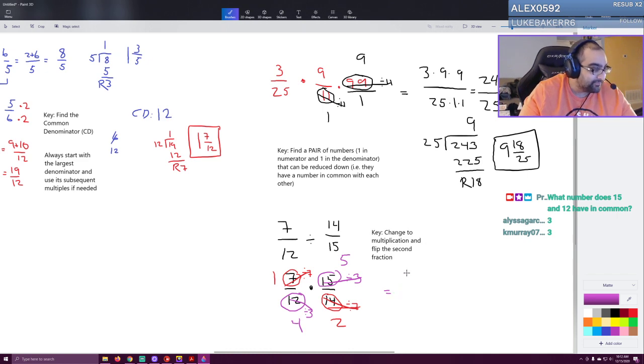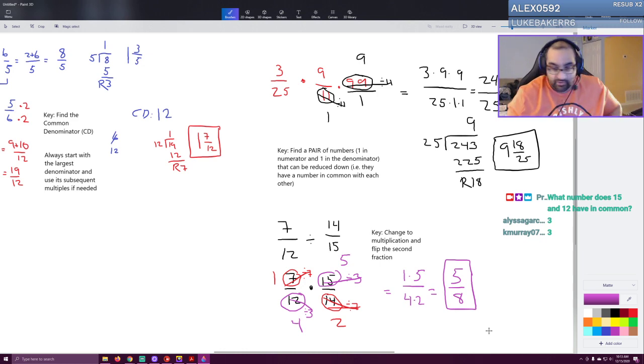Looking at the 2 next door. So we see if there's anything else in common. 5 doesn't go into 2, and 5 doesn't go into 4. So we're going to leave those alone as is. And so here we're left with 1 times 5 over 4 times 2. So here we get 5 over 8 is going to be our final answer for this problem. And there we go.